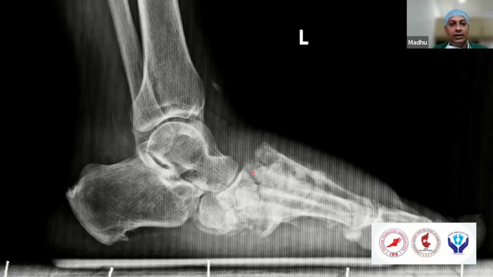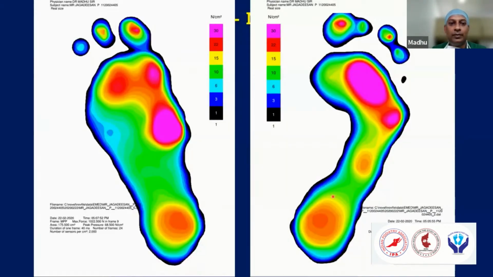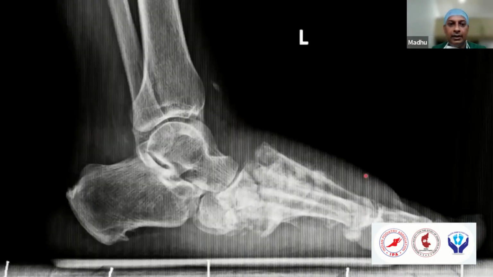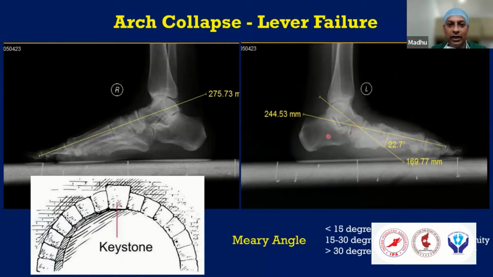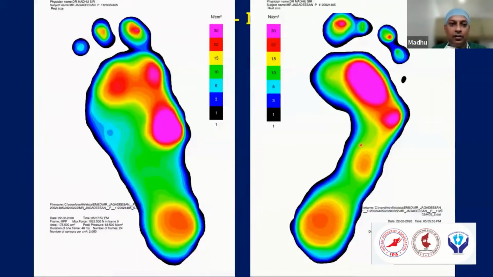So because of this, you can see there is a relative plantar flexion of the hindfoot and midfoot, whereas the forefoot moves into dorsiflexion. This is what results in the rocker bottom shape of the midfoot collapse. So here what happens is, instead of the pressure going to the forefoot as in a normal foot, in the foot where there is a collapse, the pressure moves to the midfoot.